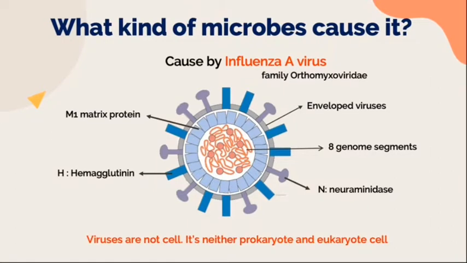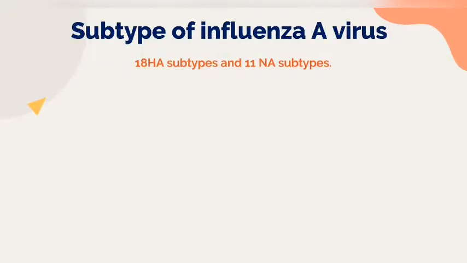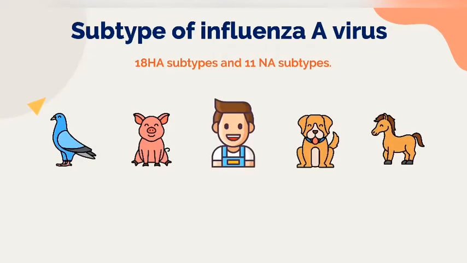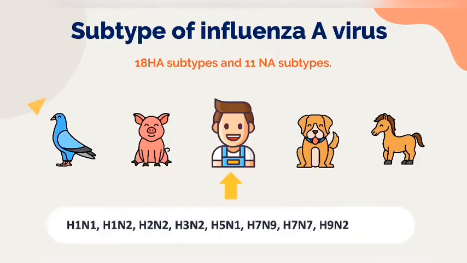Viruses are not cells and cannot replicate without help, but they have nucleic acid and can have an envelope, so they are neither prokaryote nor eukaryote cells. As you know, there are 18 HA subtypes and 11 NA subtypes, so many different combinations of HA and NA proteins are possible. The virus has a wide host range such as birds, humans, horses, and dogs, but only H1N1 and H3N2 are currently in general circulation among people.